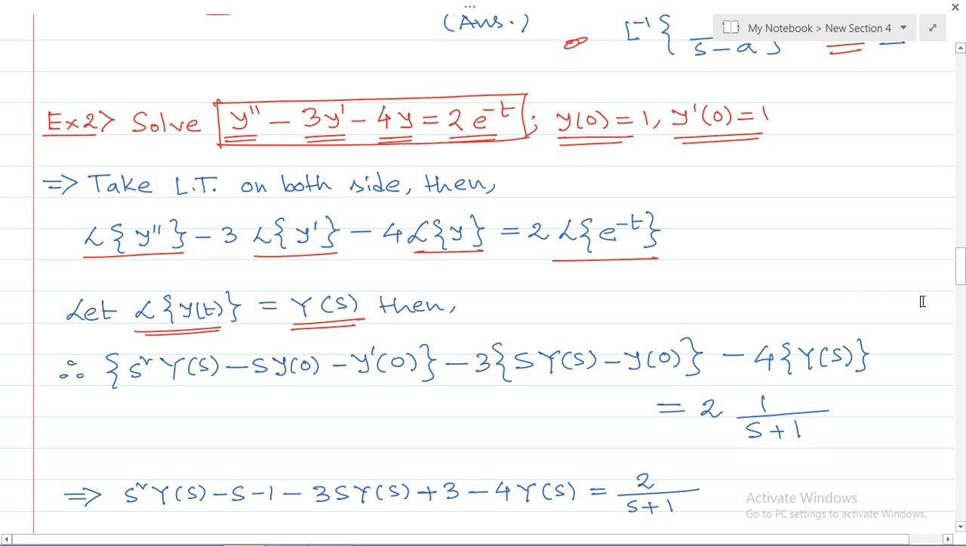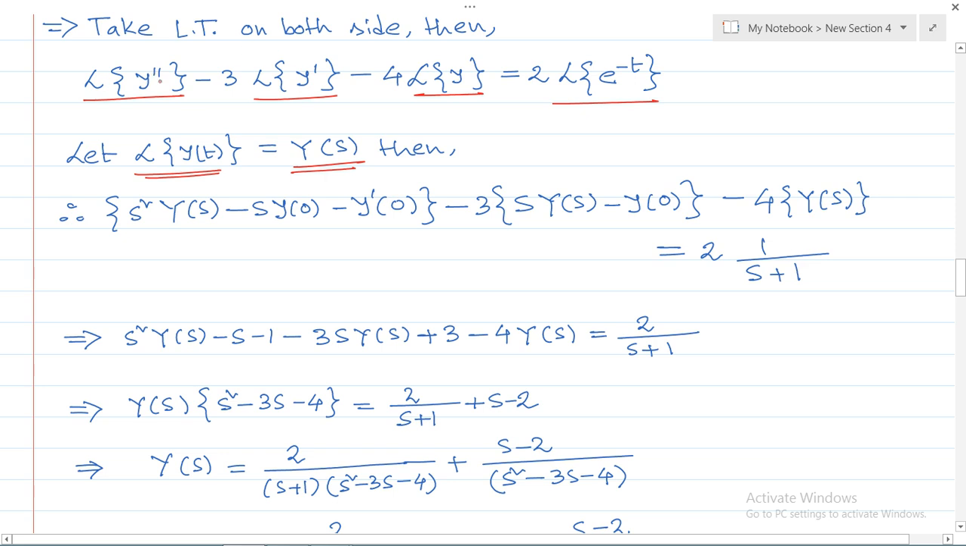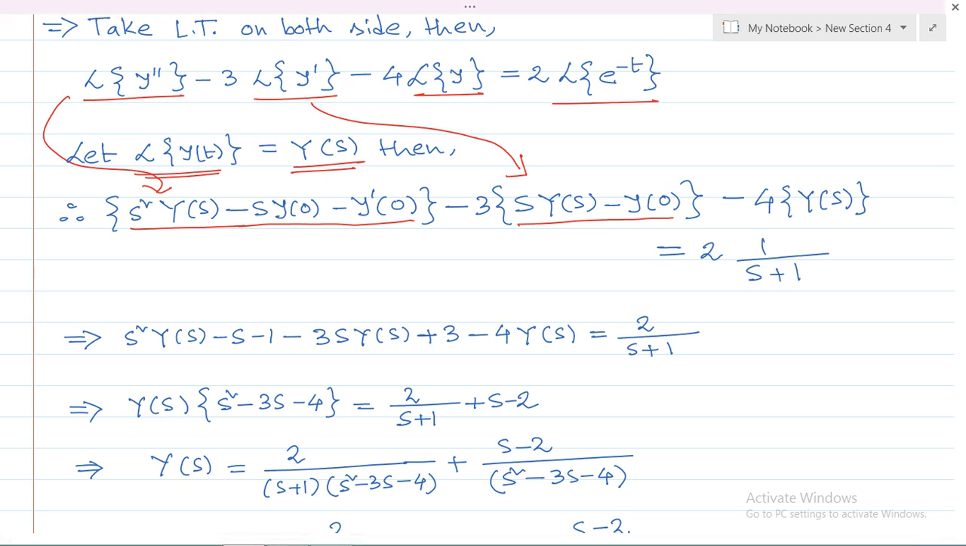Now we apply the formulas for the Laplace transformation, that is the double derivative formula and the first order derivative formula. So the Laplace transformation of y double dash is s square capital Y of s minus s into small y of 0 minus small y dash of 0, minus 3 into s into capital Y of s minus small y of 0. This is the formula for the first order derivative, and the earlier one is the formula for the second order derivative. Minus 4 into capital Y of s, because Laplace transformation of small y equals capital Y. On the right hand side we have 2 into the Laplace transformation of e power minus t, which I just told you, so using that formula we can write 1 by s plus 1.